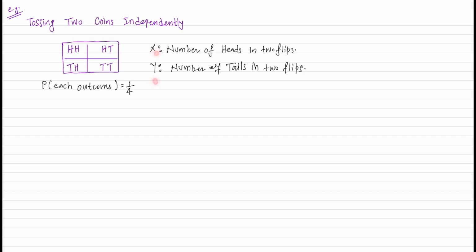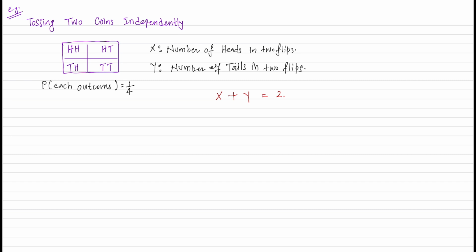We define two random variables x and y associated with this experiment. x is the number of heads in two flips, and y is the random variable that is the number of tails in these two flips. And here we are able to determine, based on the nature of the experiment, that these two random variables are dependent. How? If you look at the sum of these two random variables, it will always be equal to 2.